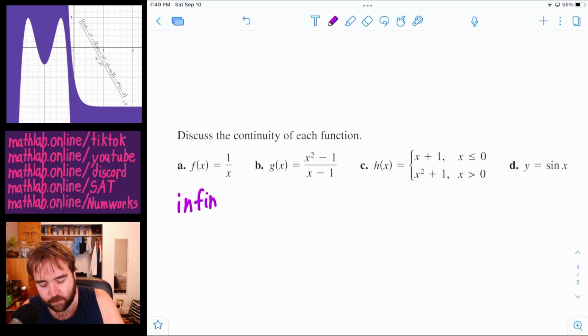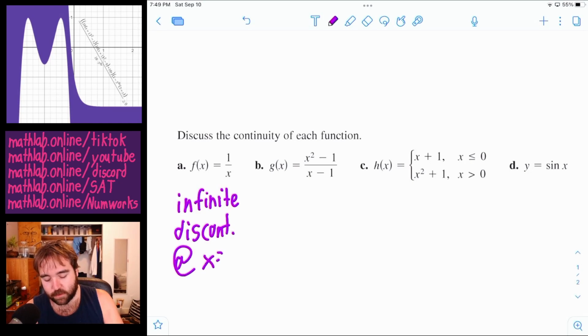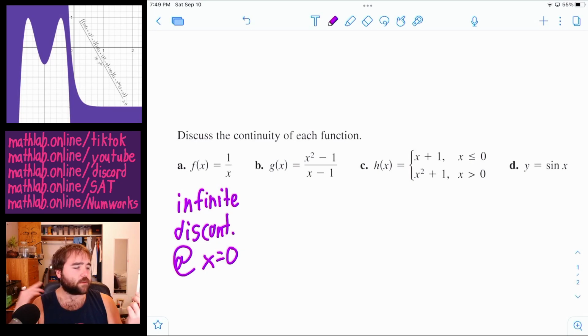So that's an infinite discontinuity at x equals 0, because that's where it has its asymptote. So this is a lot of picturing the graphs. You got to think back to what these graphs would look like.